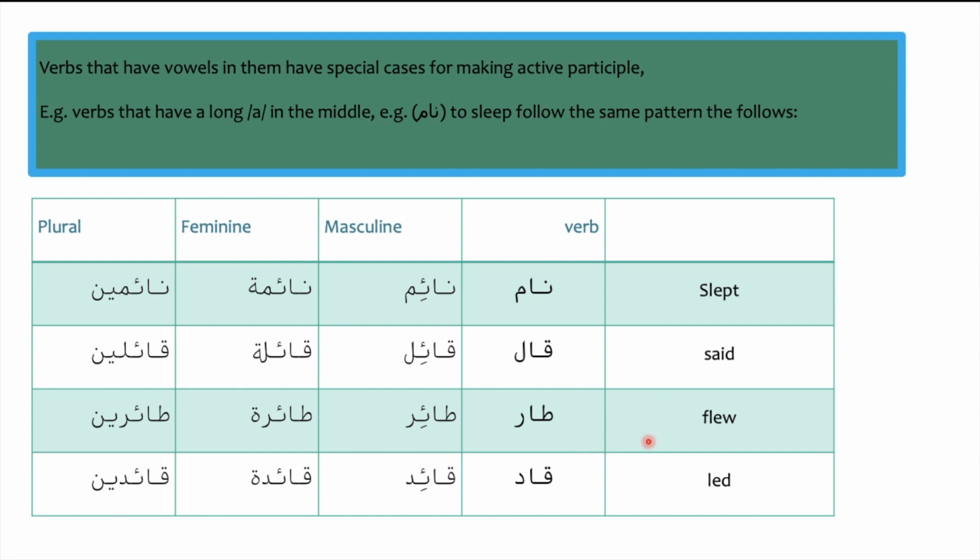What do you mean by hollow verbs or middle weak? The middle weak or hollow verbs in Arabic are verbs that contain the long Aleph in the middle. So we've got نام, قال, طار, and قاد, which means to lead. If you want to make the active participle, you have to add a glottal stop and add a kasra to the end of it. So you could say نايم, نايمة, and نايمين. But remember that this glottal stop is pronounced actually as a Y sound.